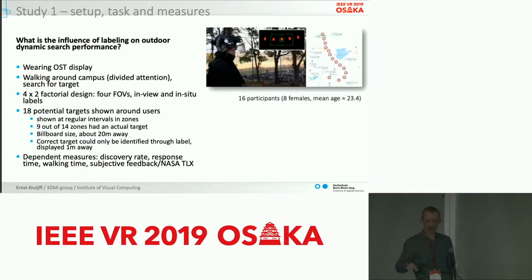As I said, on the next slide I will show you the exact fields of view, but this is important to note. We had the same fields of view, we just had a different task. Targets in this case were approximately 20 meters away, above the ground, looking somewhat the size of a billboard. The actual labels were shown approximately a meter away from the user. As said, we used in situ and in view. The different measures that we took were discovery rate, response time, walking time, and subjective feedback, including also NASA-TLX.